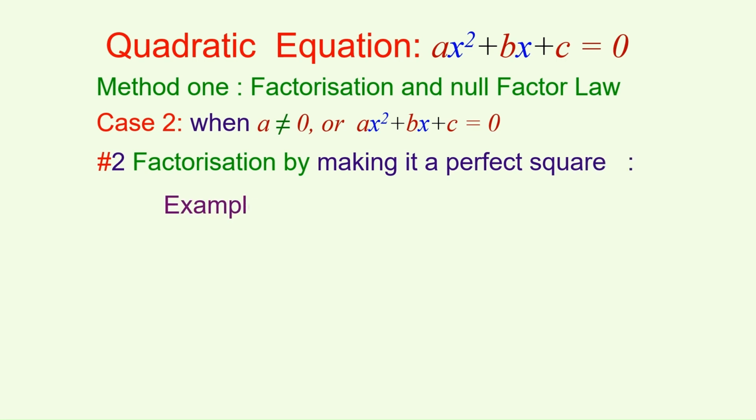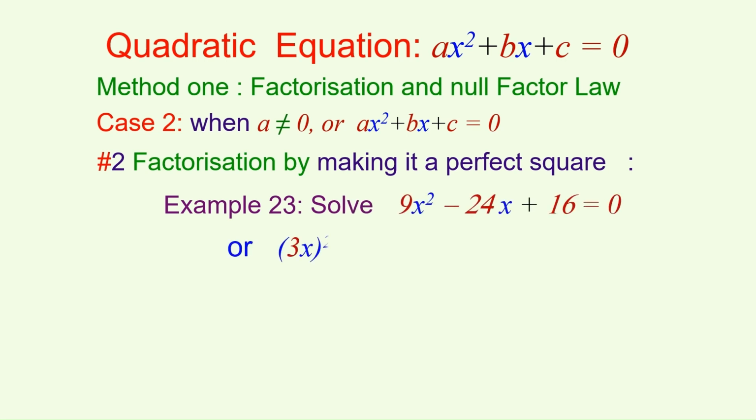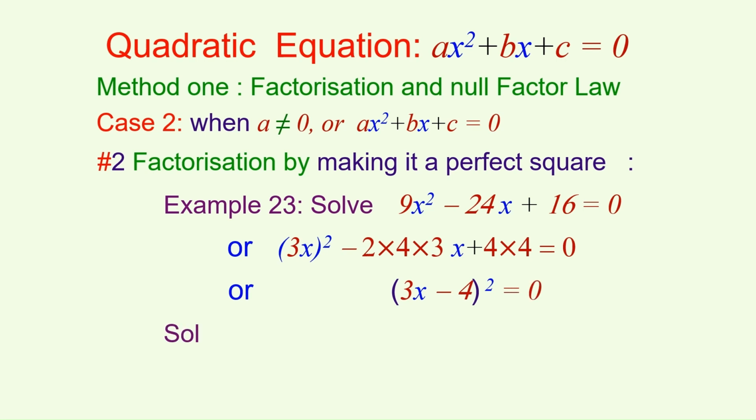Example 23. Solve 9x squared minus 24x plus 16 is equal to 0. Or (3x) squared minus 2 times 4 times 3x plus 4 times 4 is equal to 0. Or (3x minus 4) whole squared equals 0. The solution is 3x minus 4 equals 0. Therefore x equals 4/3.